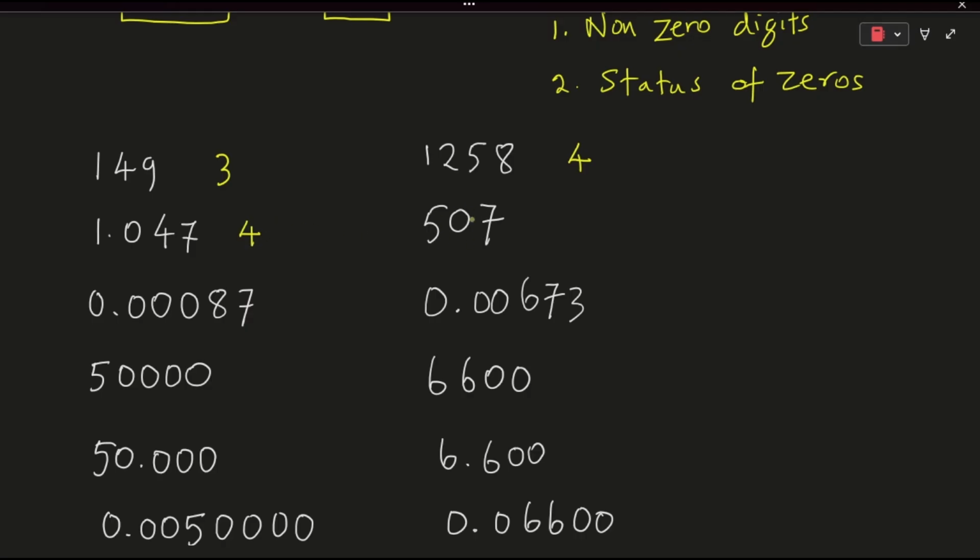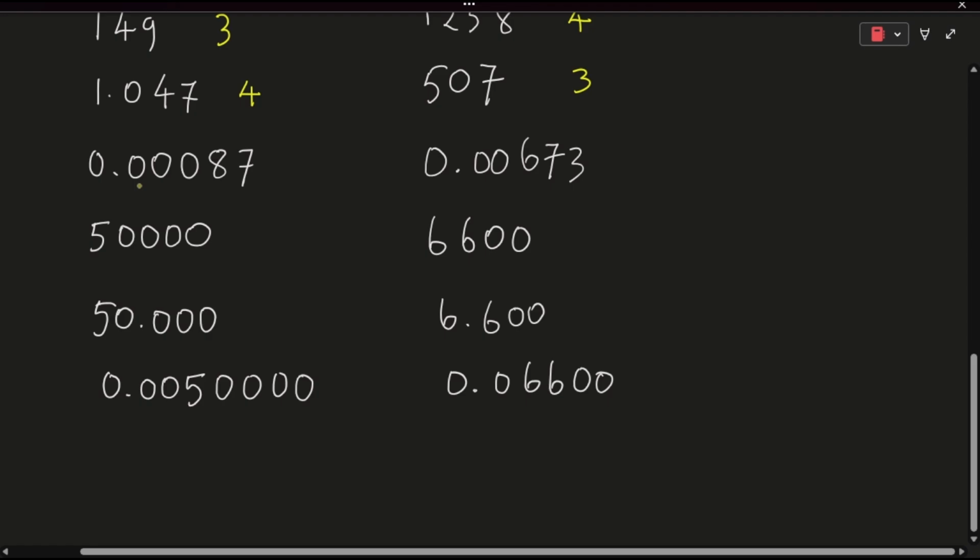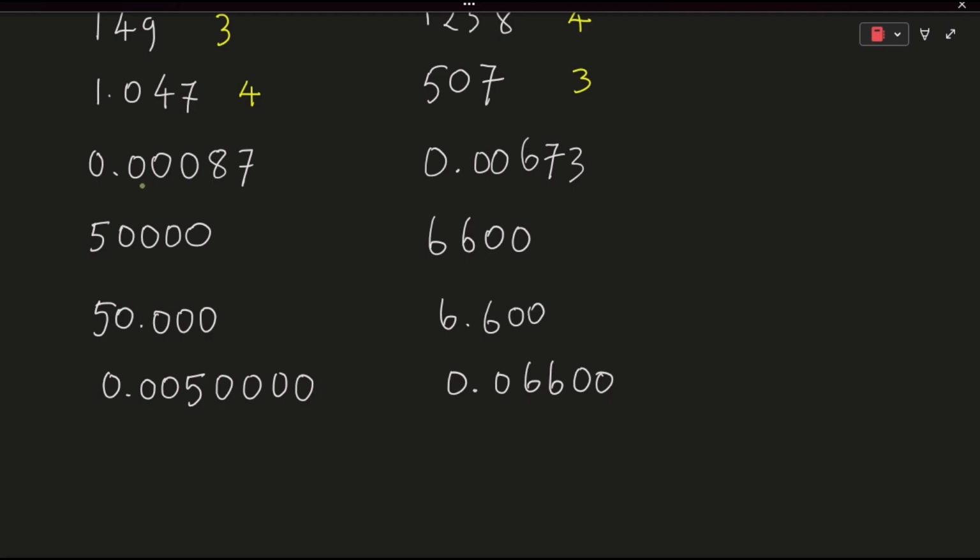Now, this 0 is coming between 2 non-zero digits. And the status of the 0, when it comes between 2 non-zero digits, makes it significant. So 507 has 3 significant figures. Now, we have 0.00087. Now, leading zeros are not considered to be significant, because here the assumption is that they are only there to help locate the decimal point. So they are not significant. So this figure has only 2 significant digits, 8 and 7. 0.00087 has 2 significant figures. Leading zeros are not significant.